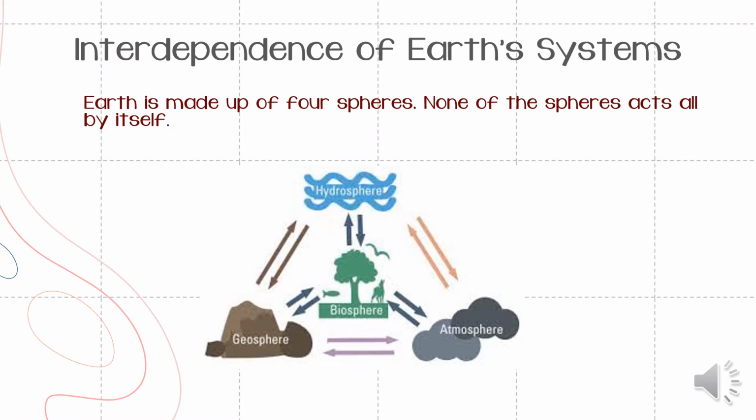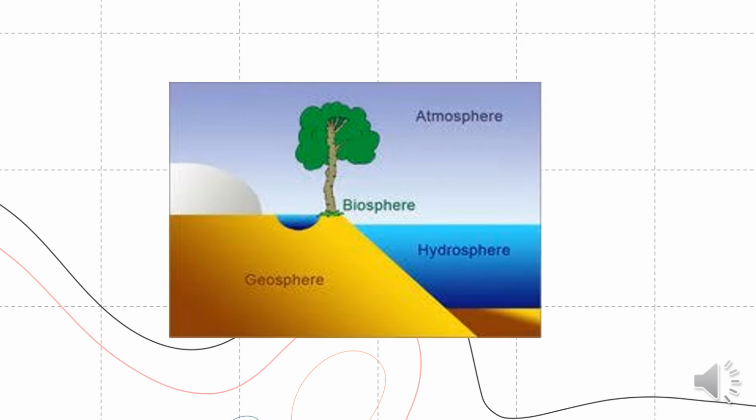Earth is made up of four spheres: the geosphere, hydrosphere, atmosphere, and biosphere. None of these spheres acts all by itself. The spheres are always interacting. They have an interdependent relationship, which means that they depend on one another. The balance among Earth's spheres makes life on the planet possible. Each sphere plays a part in making our home planet unique.